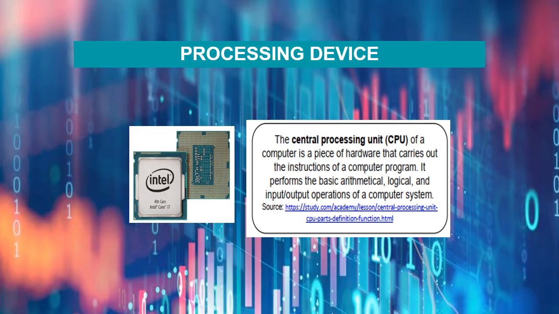For our processing device, we have here the Central Processing Unit, or CPU. It is a piece of hardware that carries out the instructions of a computer program. It performs basic arithmetical, logical, and input-output operations of a computer system.